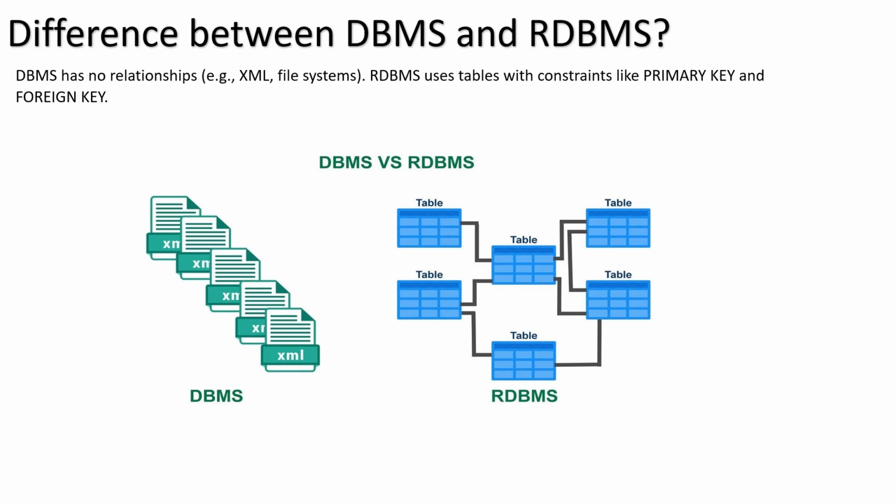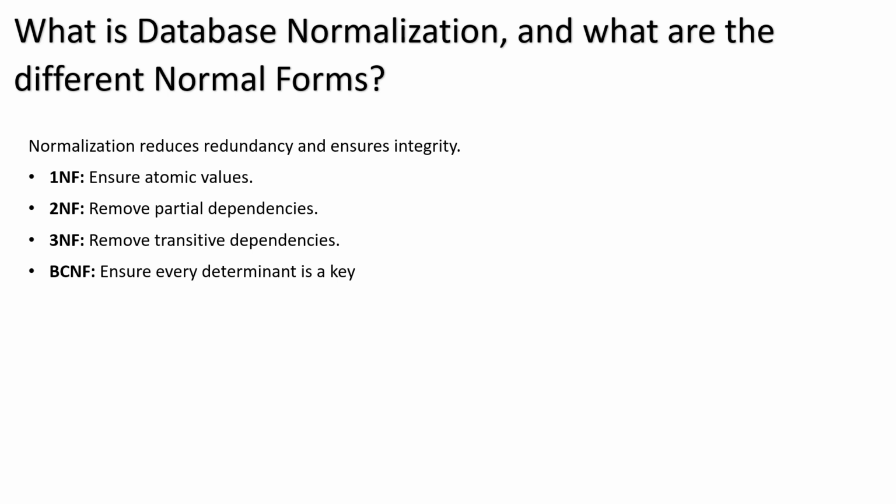Now we'll jump onto the concept of normalization. So now the question arises, what is database normalization and what are the different normal forms? Normalization is like organizing your messy wardrobe. It helps reduce unnecessary duplicates and makes sure everything is in its right place so you can easily find what you need. There are four major types of normal forms: first normal form, second normal form, third normal form, and then Boyce-Codd normal form.